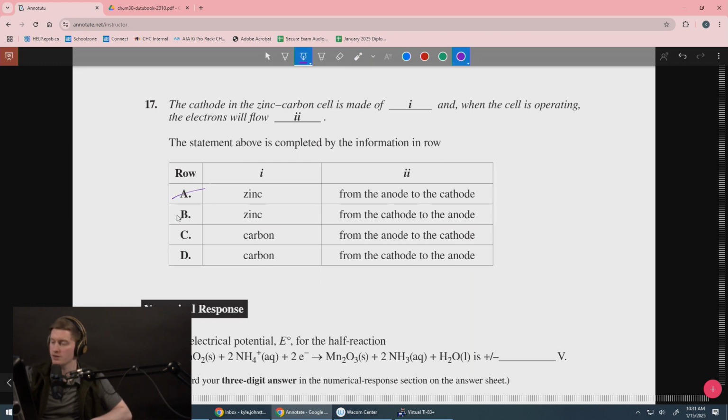So carbon is our cathode here, not the zinc, and electrons always, in both electrolytic and voltaic cells, flow from the anode to the cathode. The cathode is where you have your reduction reaction happening, so you're going to have to supply those electrons at the cathode. So C is our answer here. This is always true for electrolytic and voltaic cells, so this is never true. Electrons are not going to flow from the cathode to the anode unless you're like recharging a battery, in which case you're flipping what's the cathode and what's the anode, rather than making the electrons go from cathode to anode.